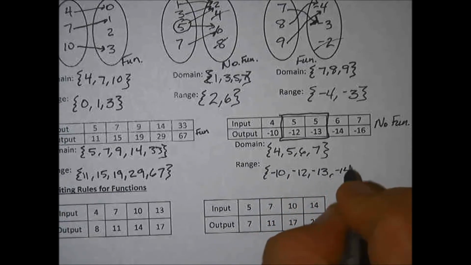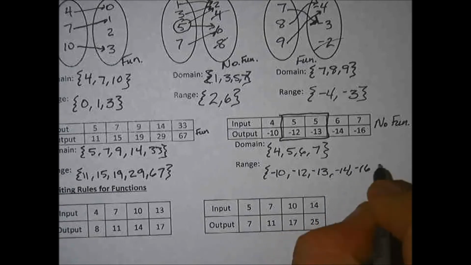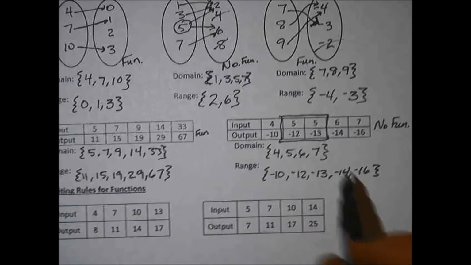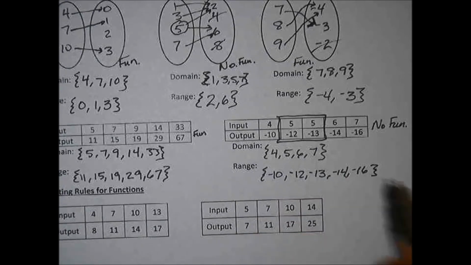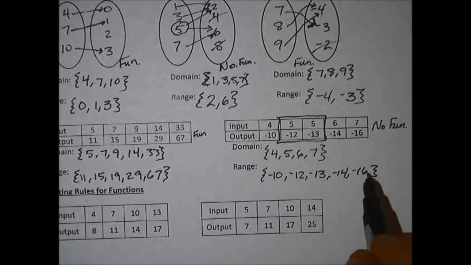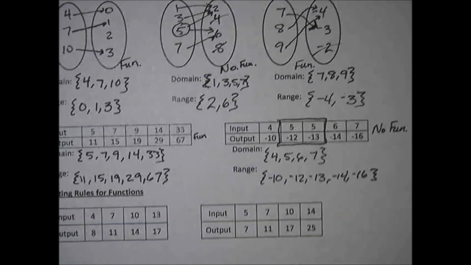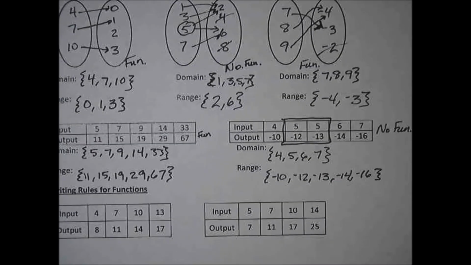-13, -14, and -16. A lot of times, if you notice that your list of ranges is bigger than your list of domains, it's probably not a function. Okay, there's 5 numbers down here, 4 there. That's not a good sign. Okay.